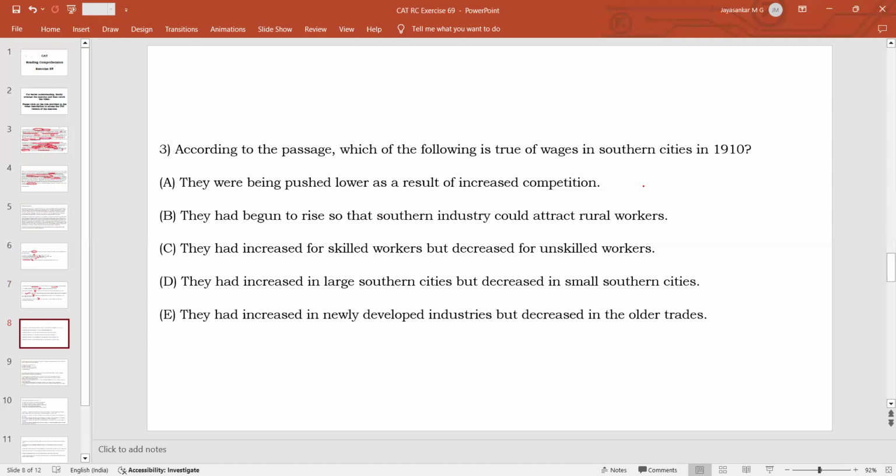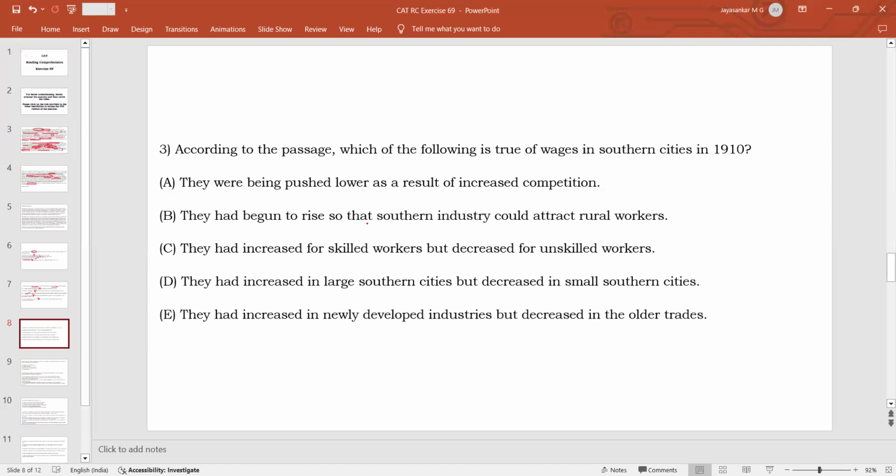And this is again a very, very easy question. From reading the entire passage, you can understand that the wages in the southern United States were getting lower and lower because of competition, mechanization, obsolescence, as well as the migration of rural workers of the southern states into the cities. So option A: they were being pushed lower as a result of increased competition. Good answer, keep it in your mind.